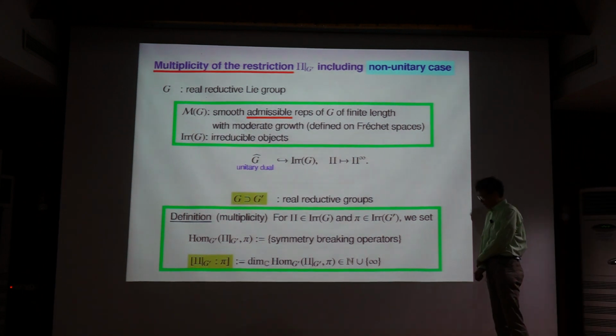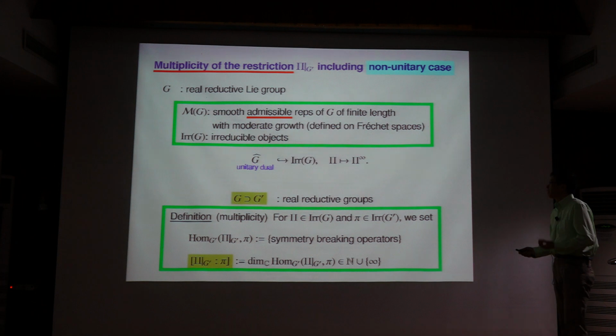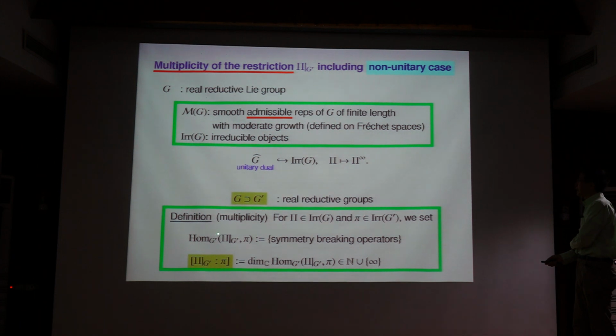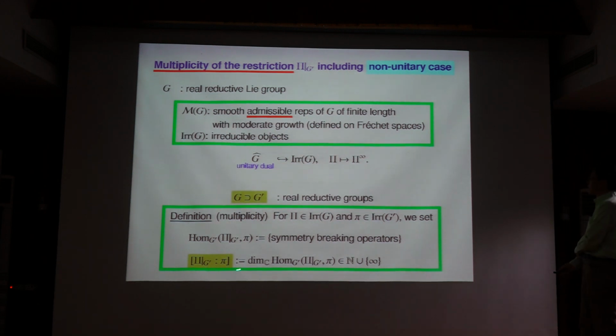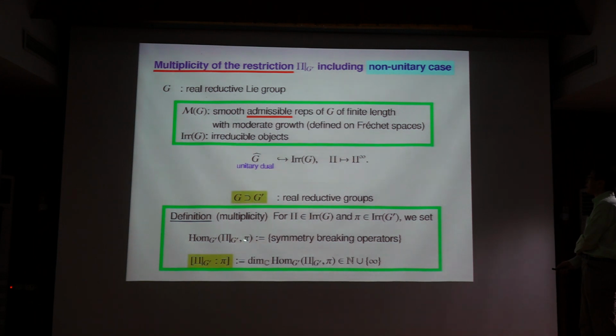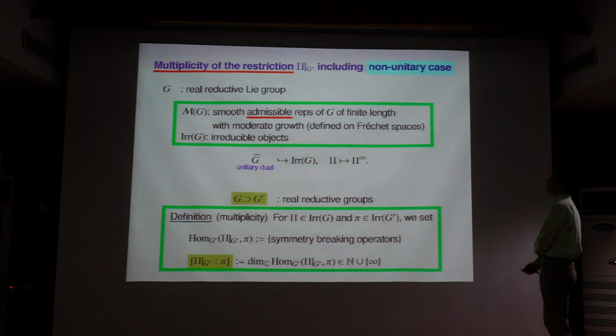Now, considering multiplicities, we have to be careful when we deal with infinite-dimensional representations, because we have to consider multiplicity either from small representations to large ones, or from large ones to small ones, and it also depends on the topology. But we fix in this talk that by multiplicity we mean the dimension of the space of continuous intertwining operators from a representation of the larger group to a representation of the smaller group, sometimes referred to as symmetry breaking operators. Okay, so this is the definition of the multiplicity.